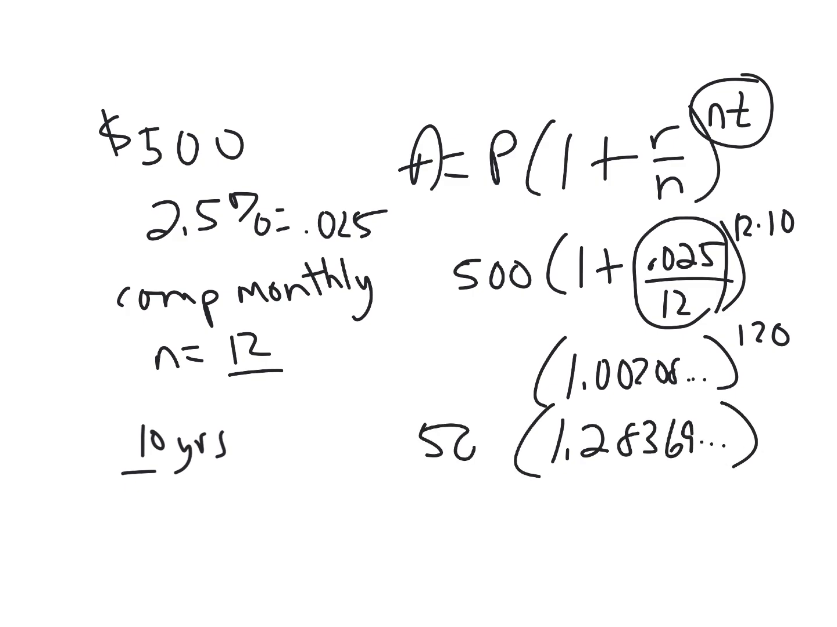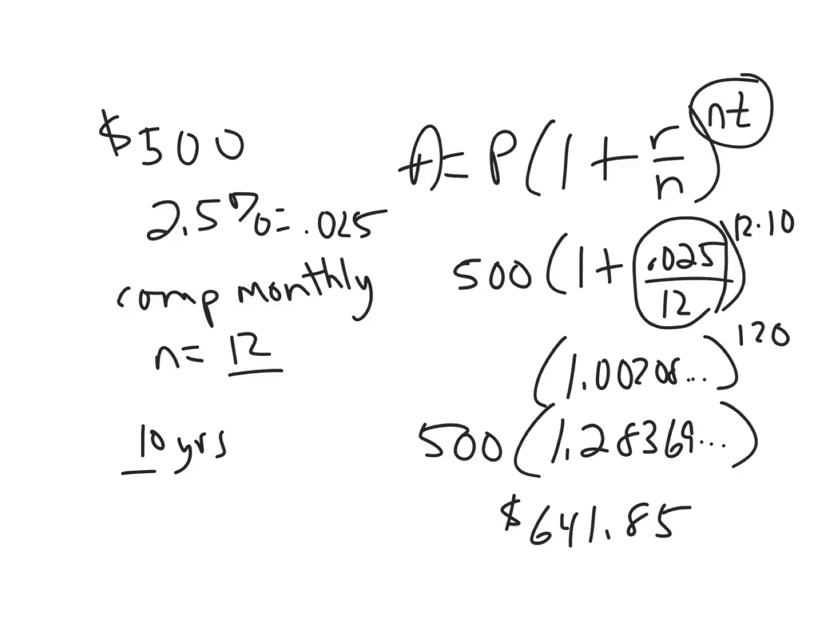Okay, so I'm going to take that times 500. And that gives me 641.85 if I round. So in 10 years, I made $141 just having my money sit there. Okay, so that's compound interest.